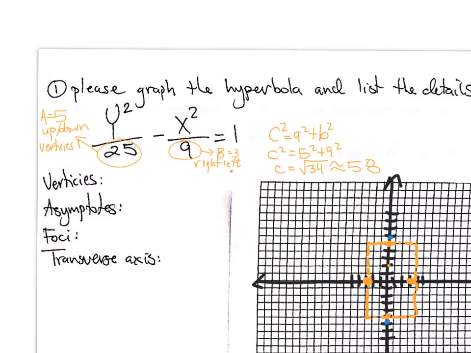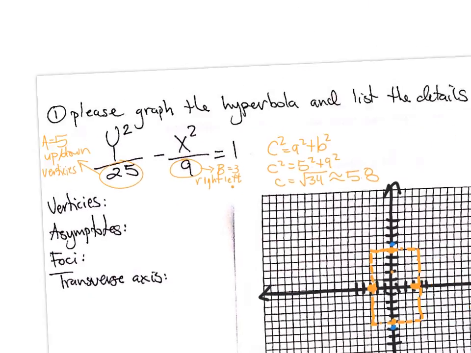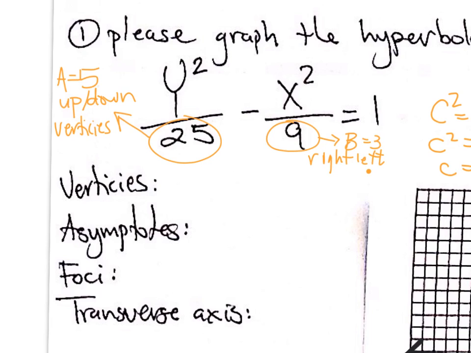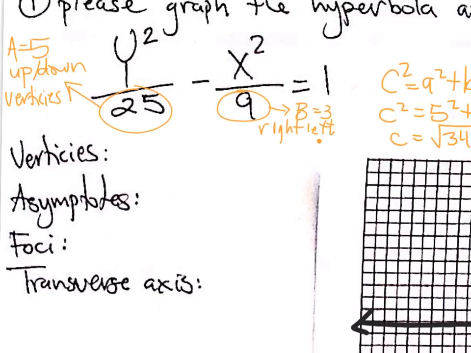Alright, so please graph the hyperbola and list the details. So, first we look at the equation. We recognize, hey, this is a minus, so it's going to be a hyperbola. So this is 5 squared. We're going to go 5 up and down to find the vertices, up and down because it's underneath the y. And we'll go 3 left and right from the center to finish drawing this box. And then we'll figure out all this other stuff.